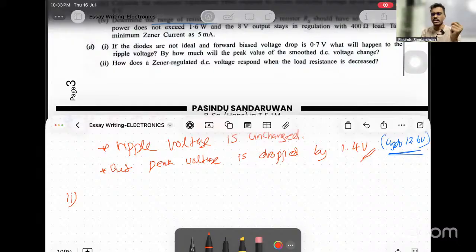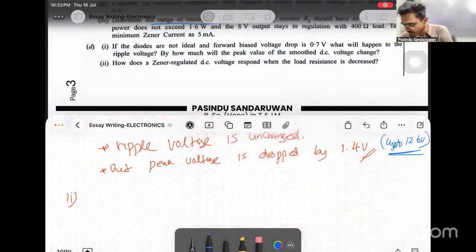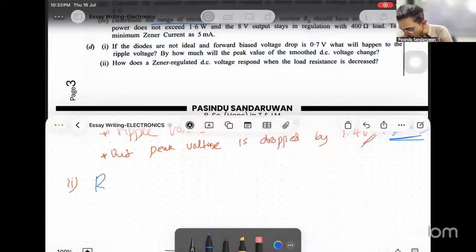Even though the load resistance changes, when the load resistance changes, the current changes. Then IZ will also change, but VZ remains unchanged. That is the most important and unique feature of a Zener diode. This is what happens in the circuit.